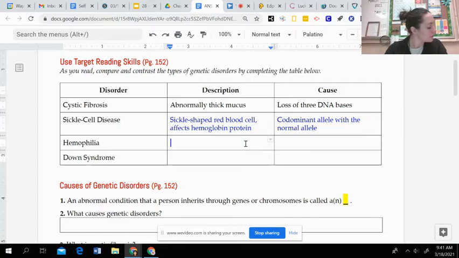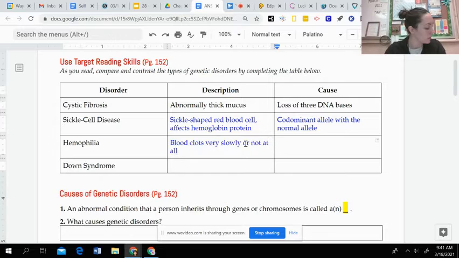Then, hemophilia is, we can say, blood clots very slowly or not at all. And the cause of this is a recessive allele on the X chromosome.